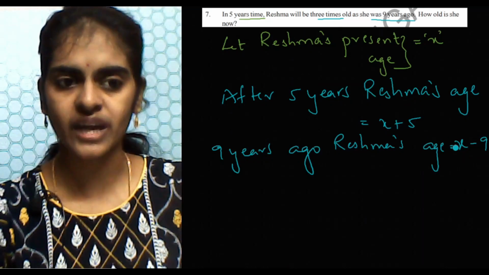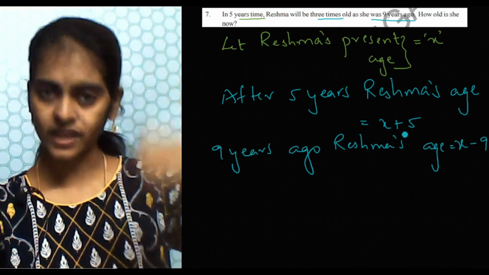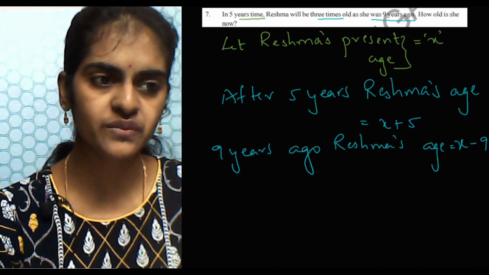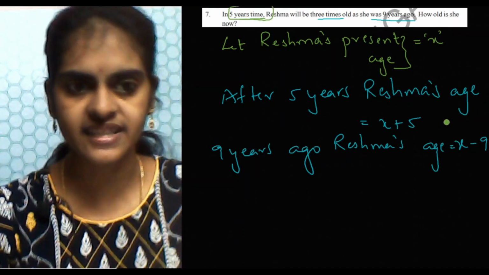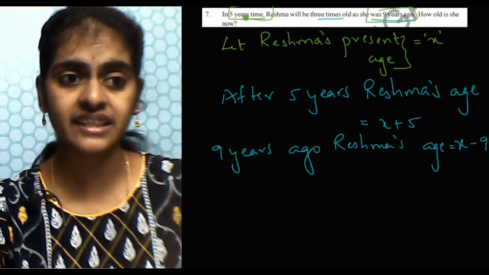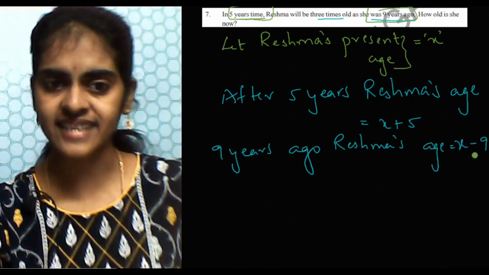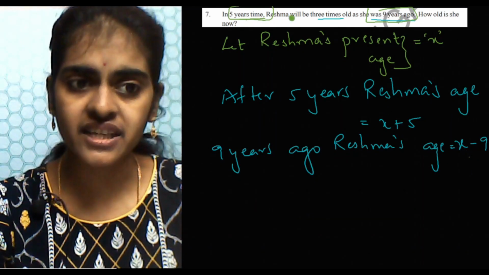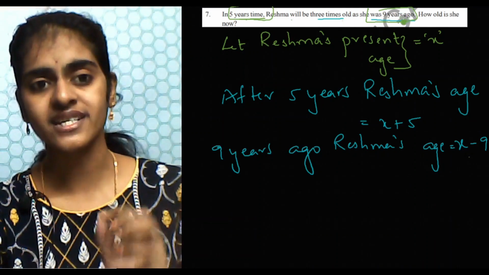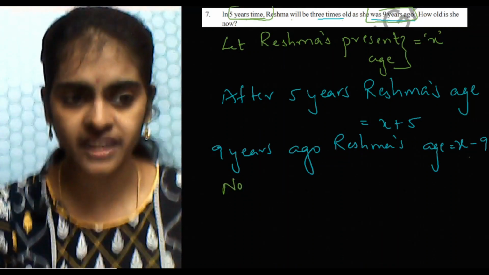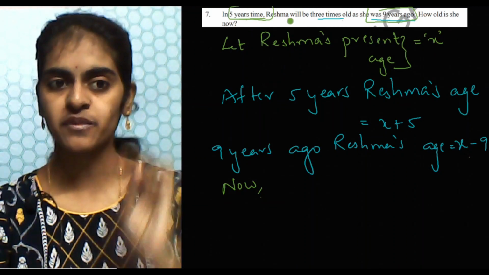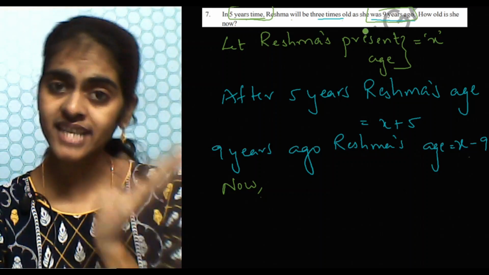So these are the two ages. This is 5 years from now, that means after 5 years. This is 9 years ago. So now what is the relation between these two? Just see here. After 5 years, this is the age. 9 years ago, this is the age. It is given that in 5 years' time Reshma's age will be 3 times as old as she was 9 years ago.